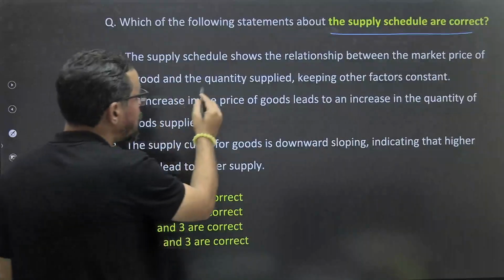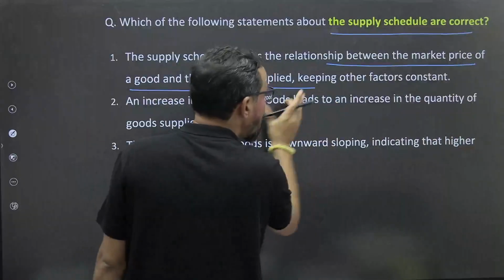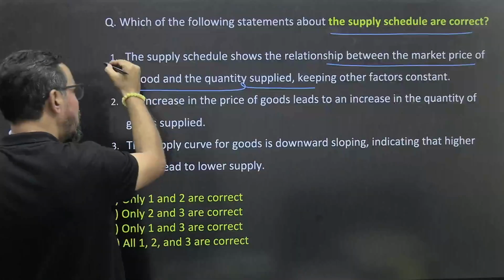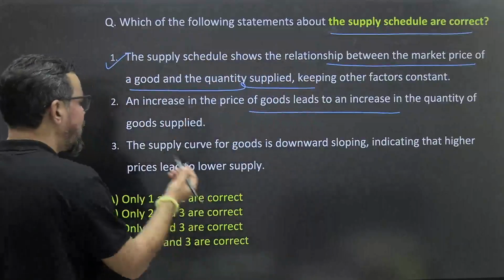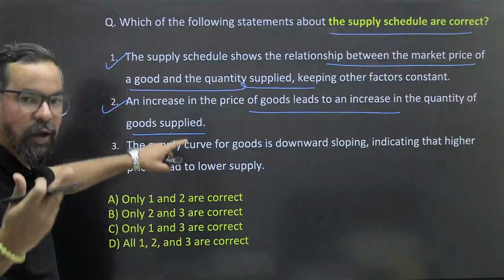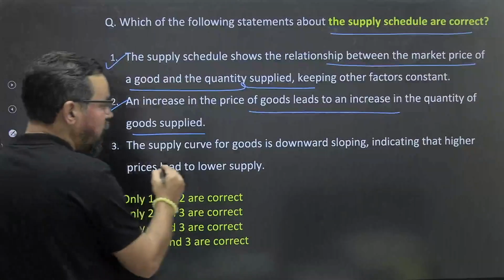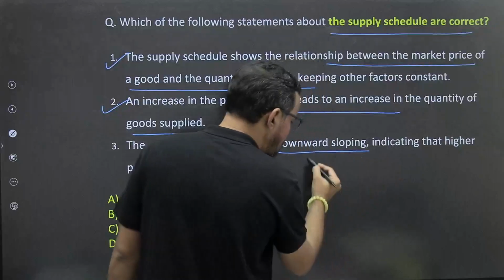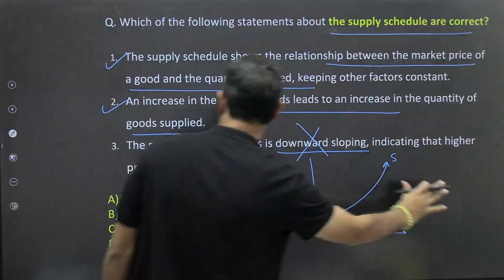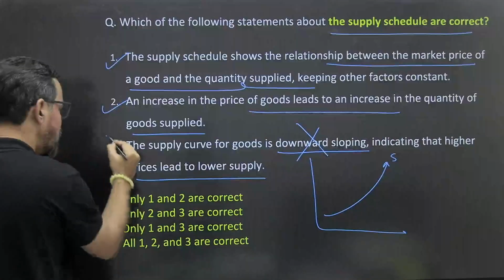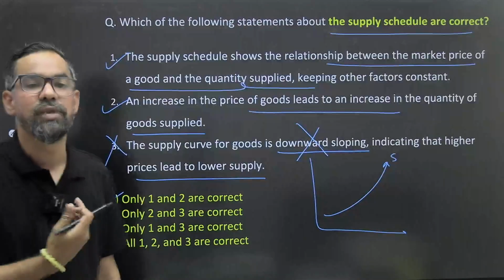So the supply schedule shows the relationship between the market price of a good and the quantity supplied, keeping other factors constant. 100% true. An increase in the price of a good leads to an increase in the quantity supplied. Obviously, yes. At a higher price, we want to sell more quantities. The supply curve of a good is downward sloping. No, how is it sloped? It is upward sloping. This is your supply curve. It is upward sloping, indicating that a higher price leads to lower supply. No, this is wrong. So 1 and 2 only. That means option A will be the right answer for this one. And this is a 1 mark question, right?